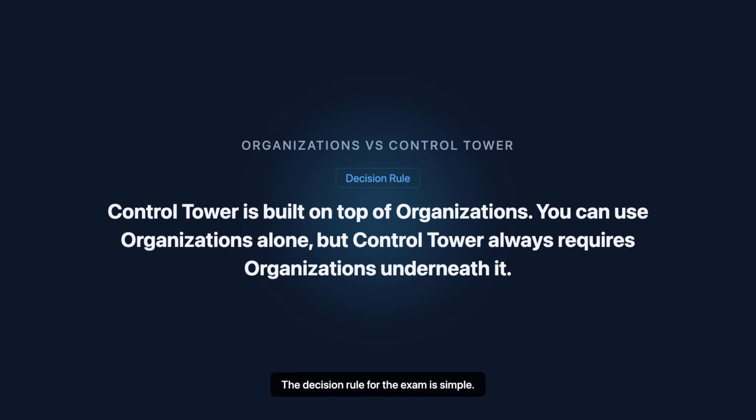The decision rule for the exam is simple. Words like OU, SCP, and Consolidated billing point to organizations. Words like landing zone, account factory, and vending point to Control Tower.